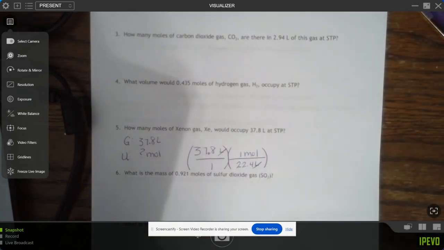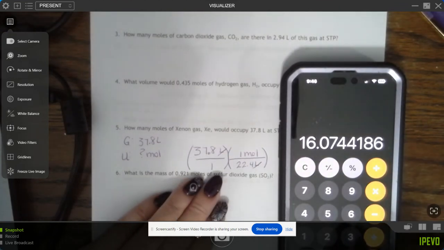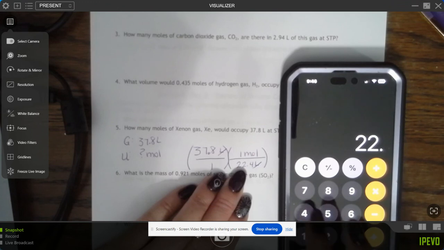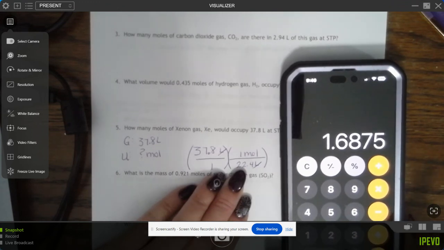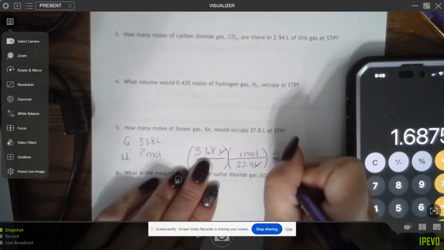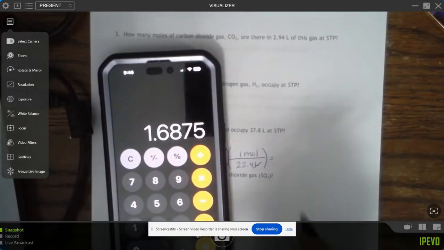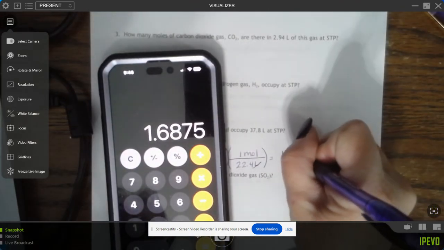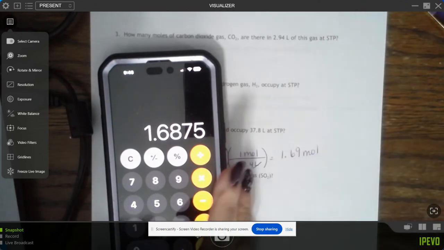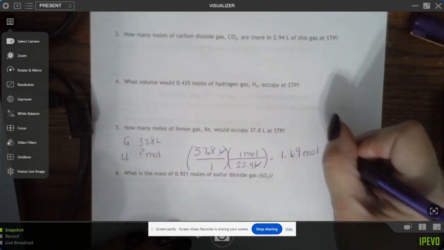Let's do the math. 37.8 divided by 22.4. I get 1.6875. I can have 3 sig figs in my answer. So my answer is going to be 1.69 moles of not krypton, xenon.